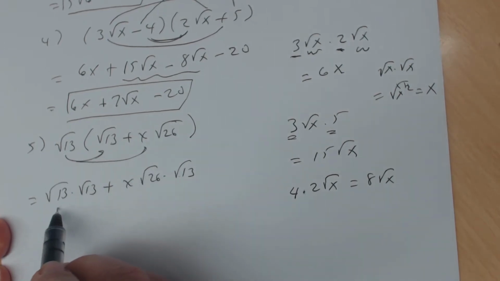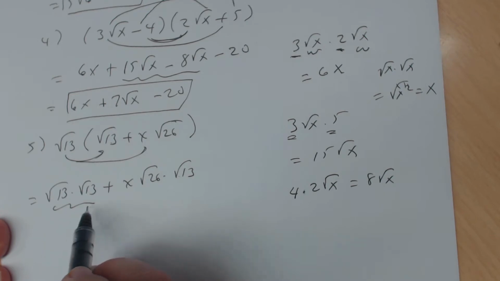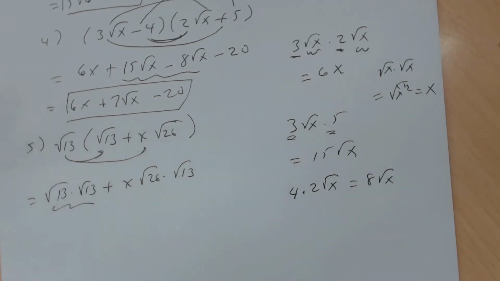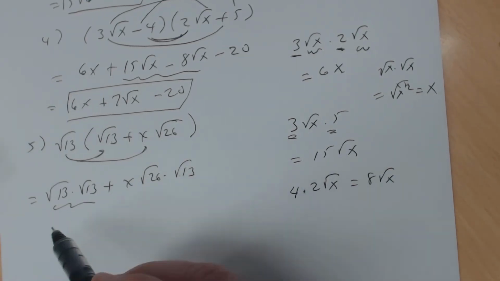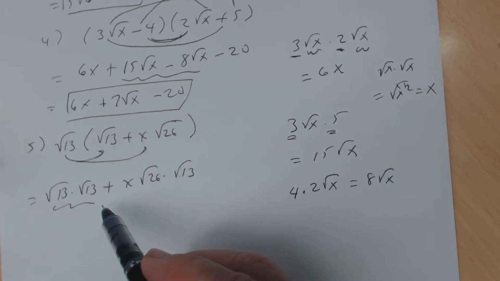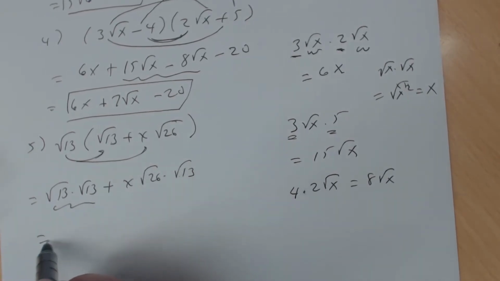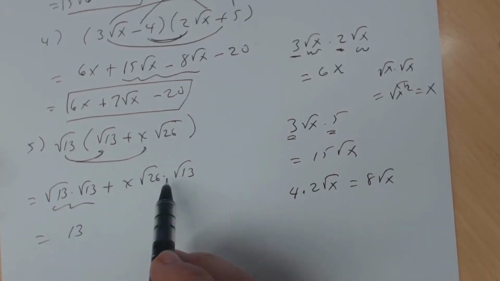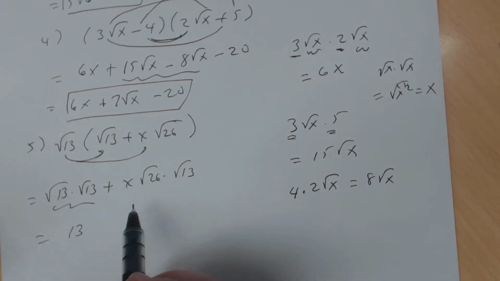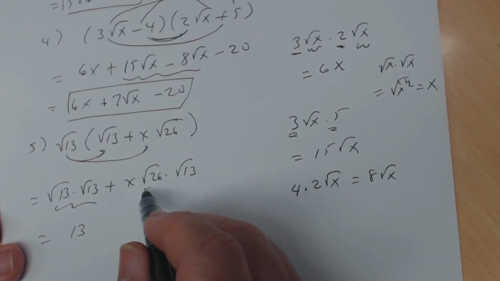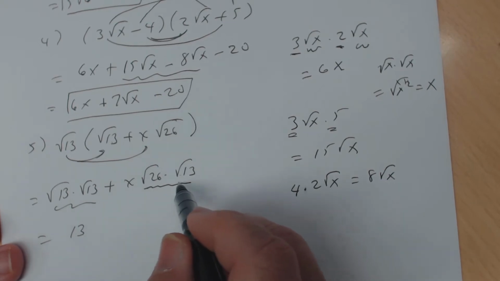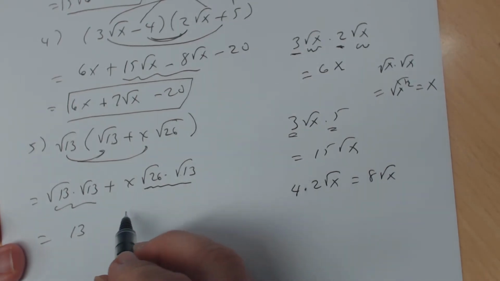Okay? Now this one's easy. Based on what we just talked about, the square root of 13, square root of 13 is just 13. Now if you want to do it the long way, 13 times 13 is 169. The square root of 169 is 13. Alright, now let's look at this one right here. What you can do is this. You can go ahead and multiply these two together.